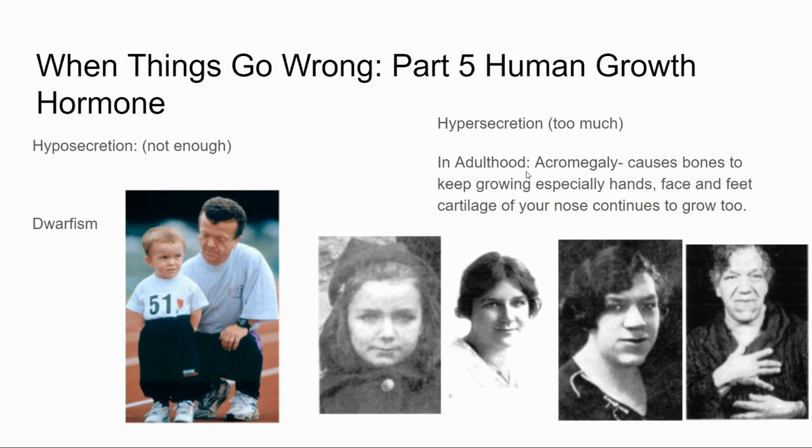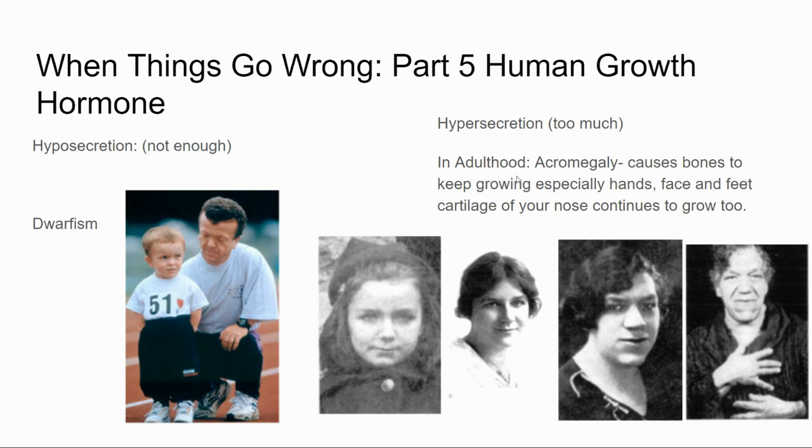The knuckles are quite large and protruding. The nose widens, the jaw widens, and the face structures themselves kind of elongate. Your arms and legs keep growing, but mostly your feet grow really big. The knuckles on your toes get really large. So acromegaly causes the bones to keep growing and the cartilage of your nose and ears to continue to grow.